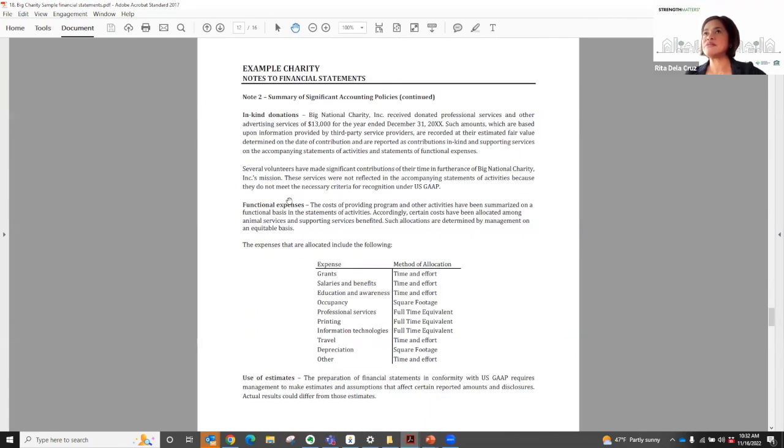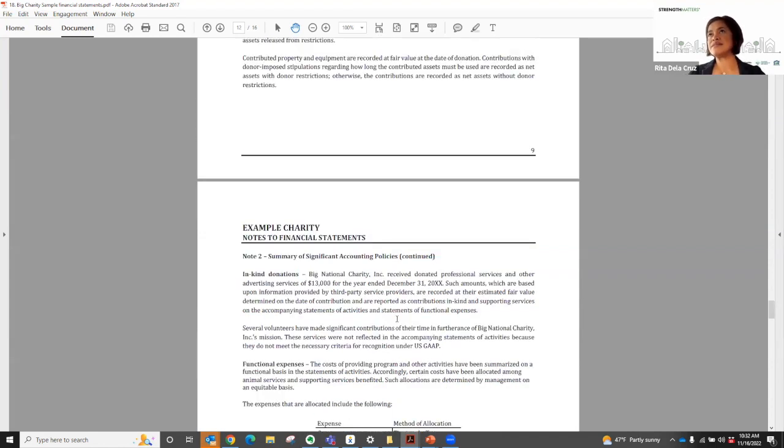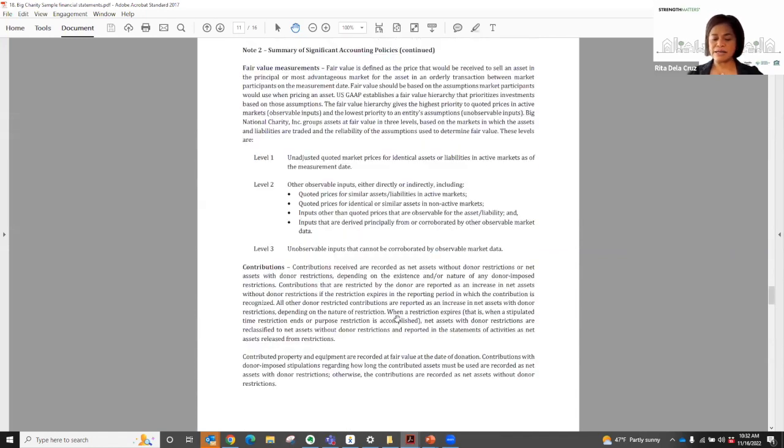Here in note 2, functional expenses, they've outlined how they're allocating different kinds of expenses, and their method of allocation is either time and effort, square footage, or full-time equivalent. I don't usually see it done this way in a table, but you could also do it this way. The general requirement is you're supposed to disclose your methodology, and you'll see that in every not-for-profit financial statement that you look at.